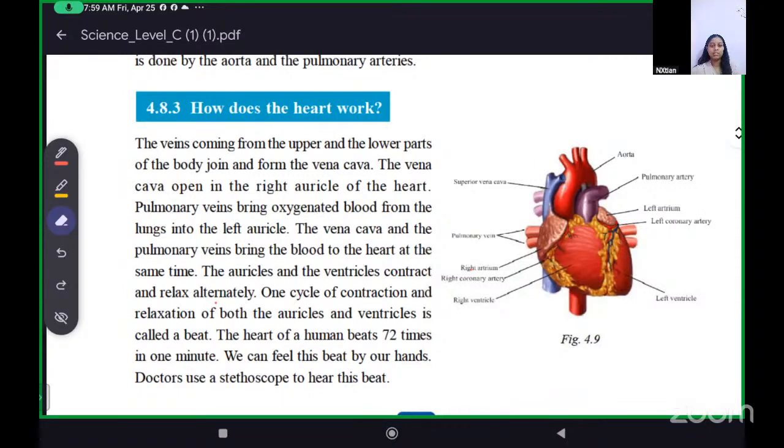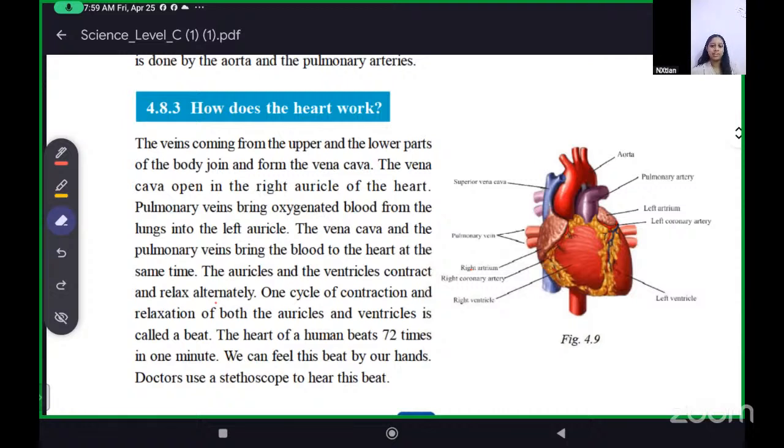Where does the heart get the energy from? As we know, everything has to have some energy behind it. There has to be something to power it up. It has its own system.